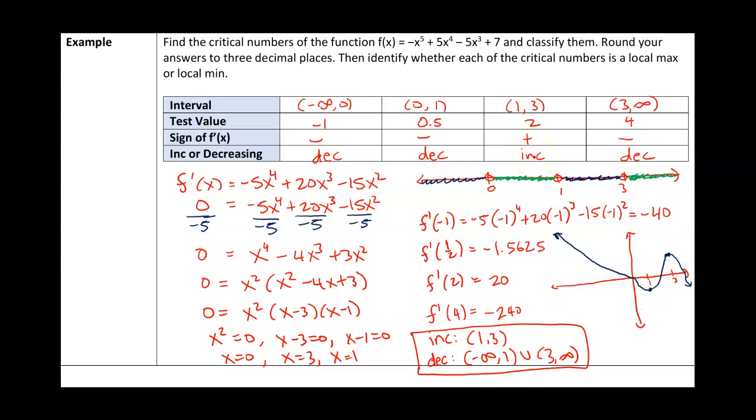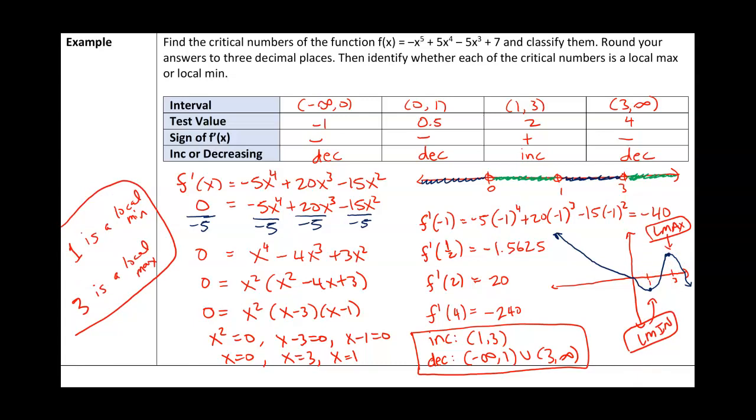So remember that our local max and our local mins can only happen at turning points. The second part of it says identify where each of these numbers is a local max or local min. Because we go from decreasing to increasing, 1 is going to be a local min. We're going from decreasing to increasing, not at 0, because at 0 we keep decreasing. Only when we go from decreasing to increasing, which is at 1, do we have a local min. And at 3, we go from increasing to decreasing, so we have a local max. So 1 is a local min, and 3 is a local max. And of course, we're talking here about the x values.